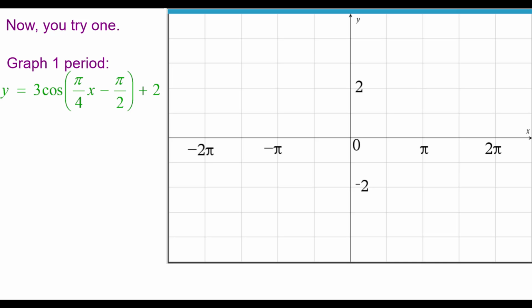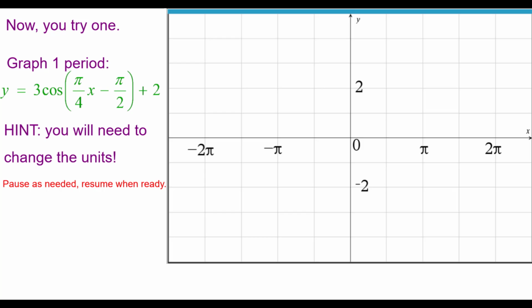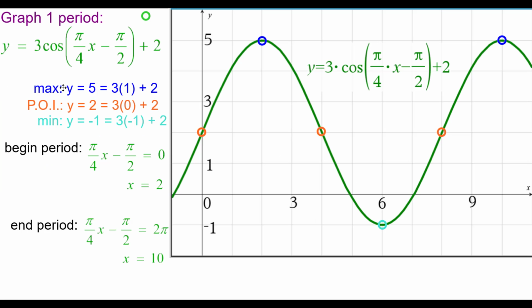Now you try one. Graph one period of this function right here. Hint, you will need to change the units. And remember, on the next page, we only give you the answer. So give me your best shot. Pause as needed. So here we do show the max, points of inflection, and minimum, where they occur and why, where the beginning and end of the period are, and we plotted them with the colors so you can kind of check your answers with ours.